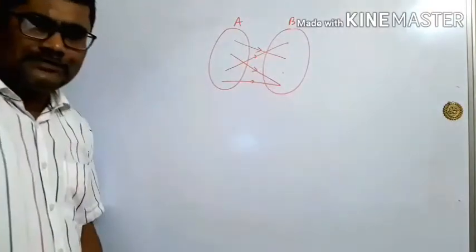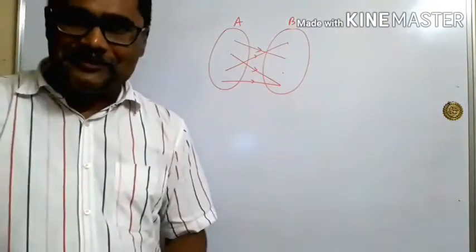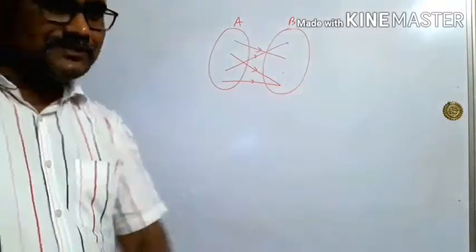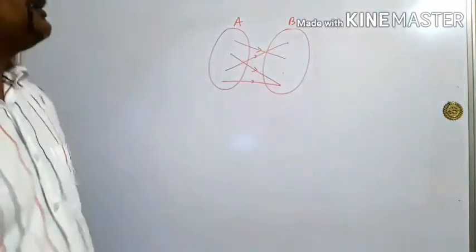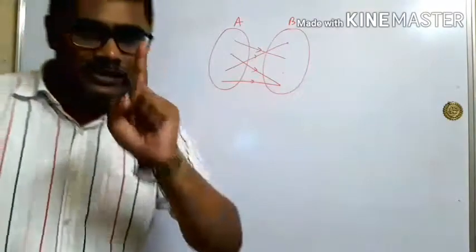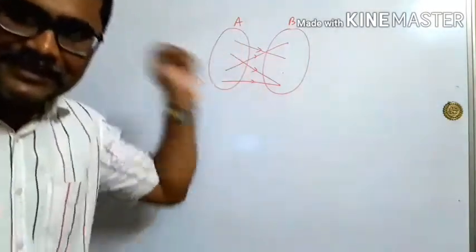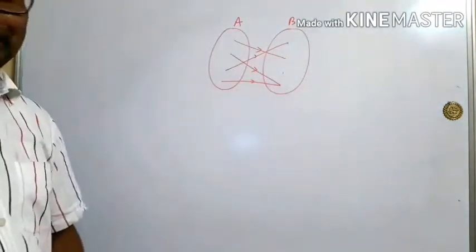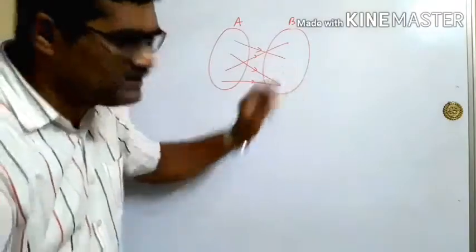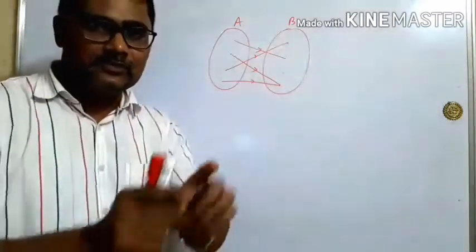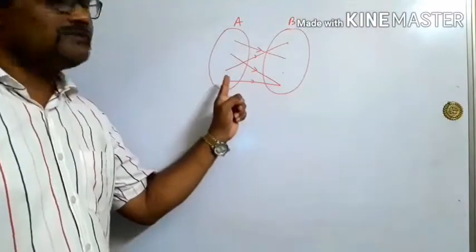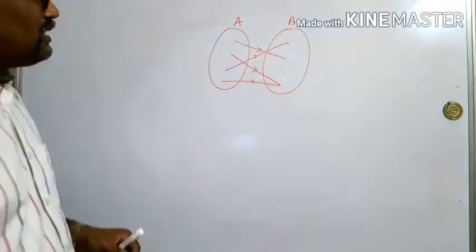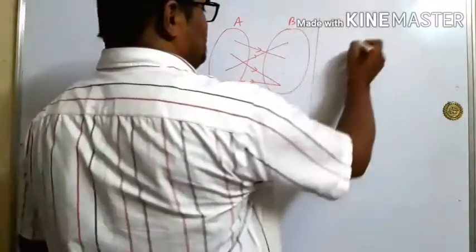Is this a function? Yes, it will be a function. Your target is to see whether each and every element is related, whether every element got only one image. Yes, they have got. So it is a function, right? Even if on this side some elements are left out which are not related, no issues at all. This side nothing should be left out. Okay, next.